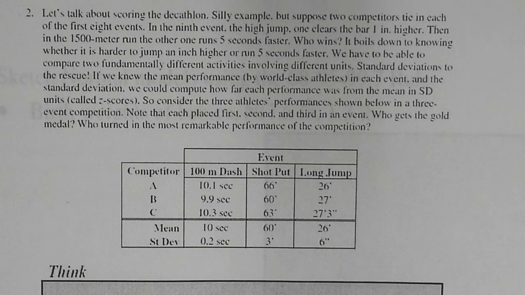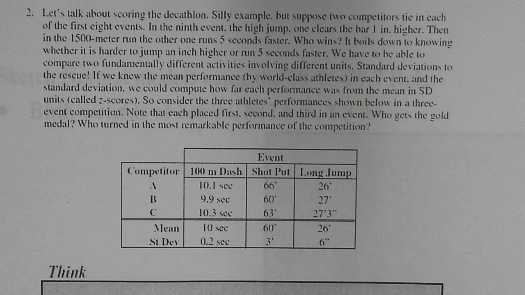Okay, so now we're on the second page of our Chapter 6 class examples. Let's talk about scoring the decathlon. Silly example, but suppose two competitors tie in each of the first 8 events. In the 9th event, the high jump, one clears the bar 1 inch higher. Then in the 1500 meter run, the other one runs 5 seconds faster.